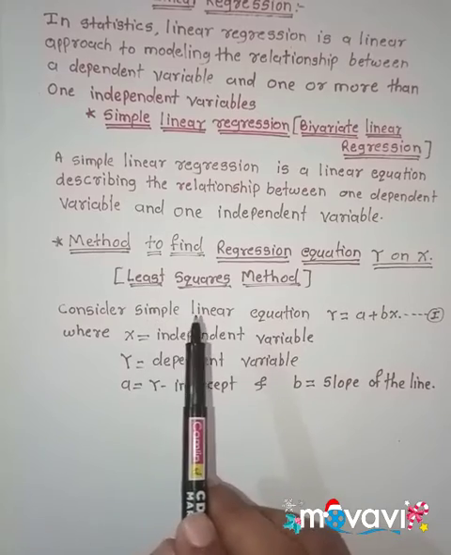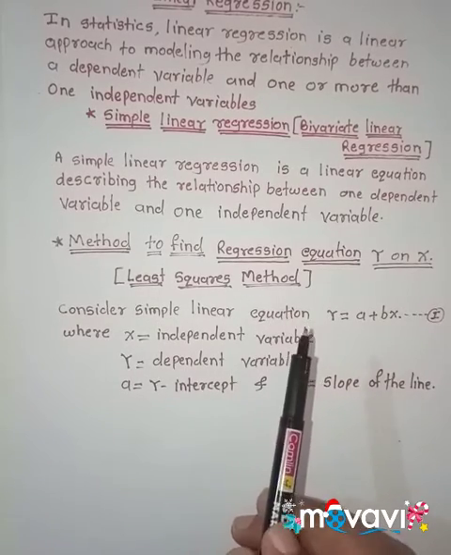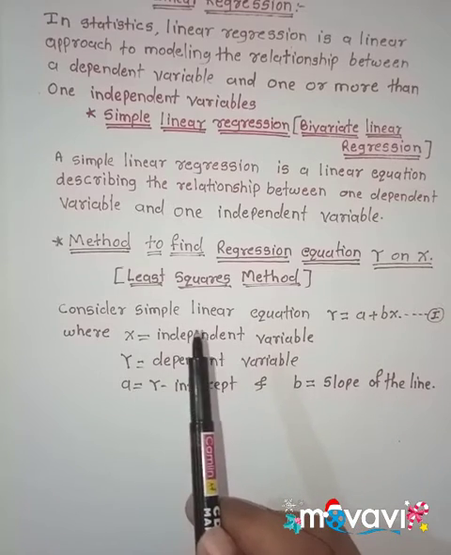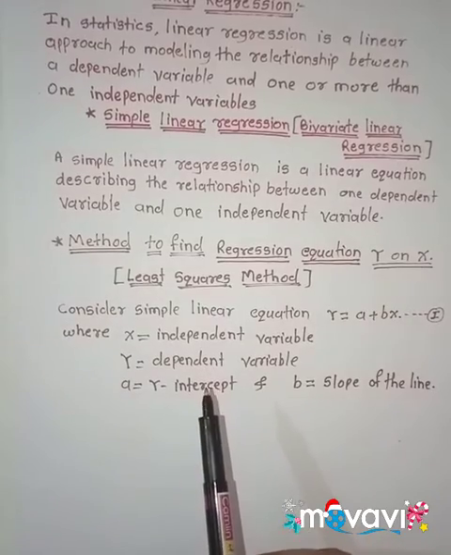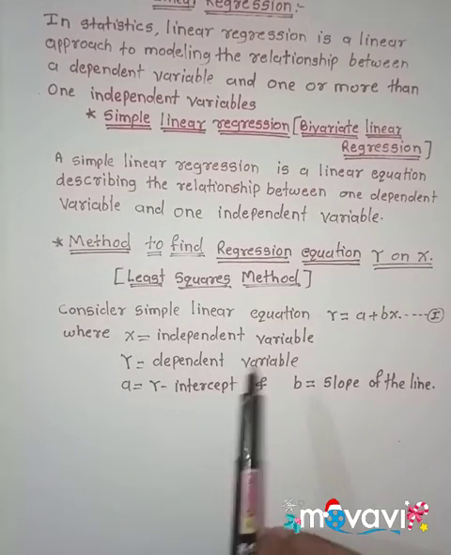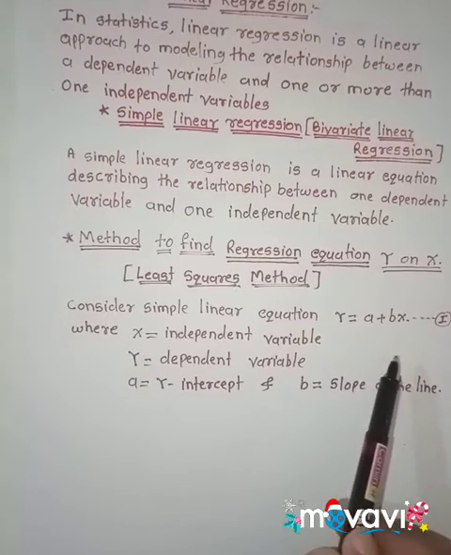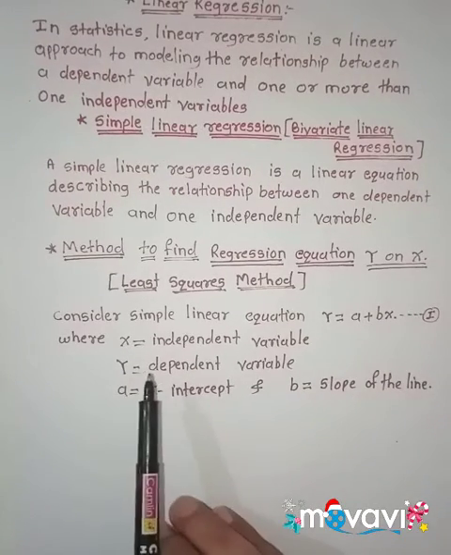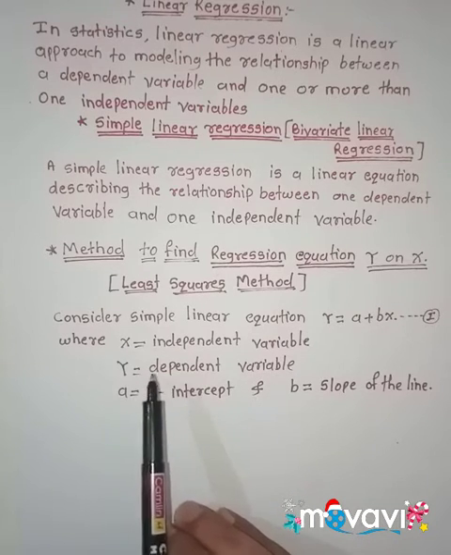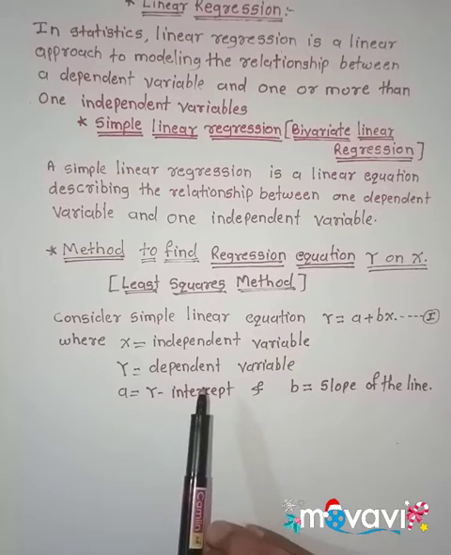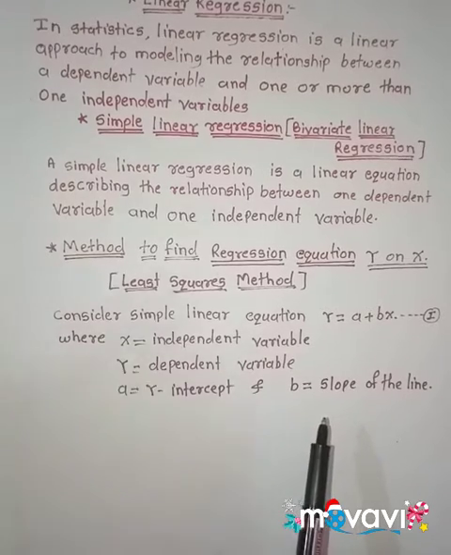So, the method to find the linear regression equation y on x, we call this method the least square method. So consider a simple linear equation of the type y is equal to a plus bx. Suppose this is equation number 1, where x is the independent variable, y is the dependent variable, a is the y-intercept and b is the slope of the line.